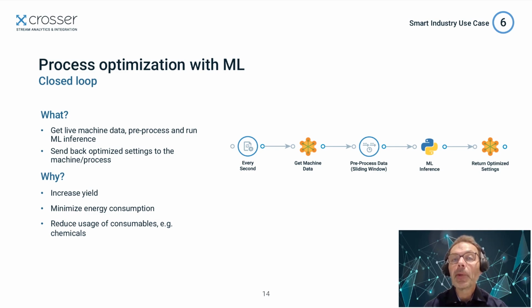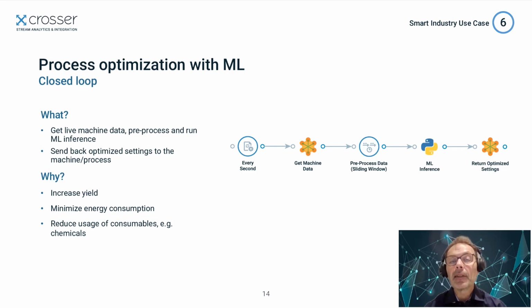And then we feed it with data that we have collected from the machines, and the output of the model is some kind of optimized settings that we want to feed back into the machine. So on the output we use a Modbus module again to write data back to the machine. But again, this could be any of the machine connectors that we offer.